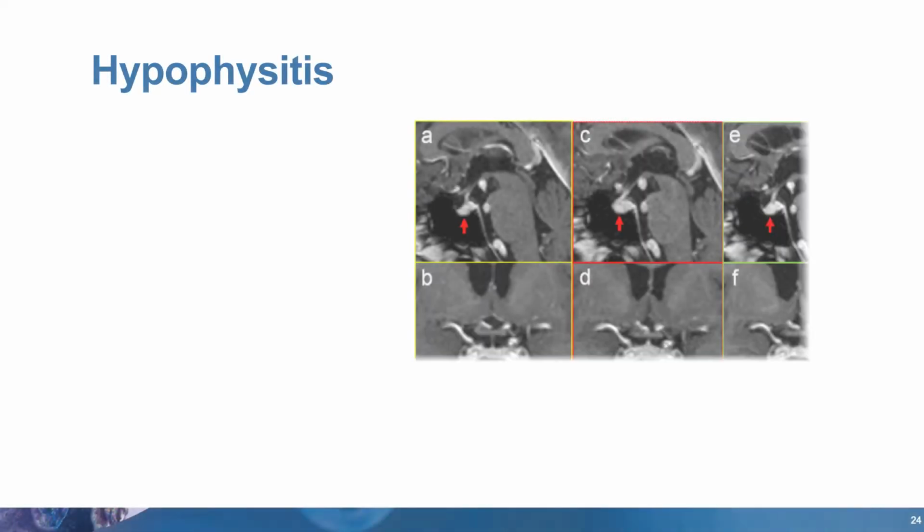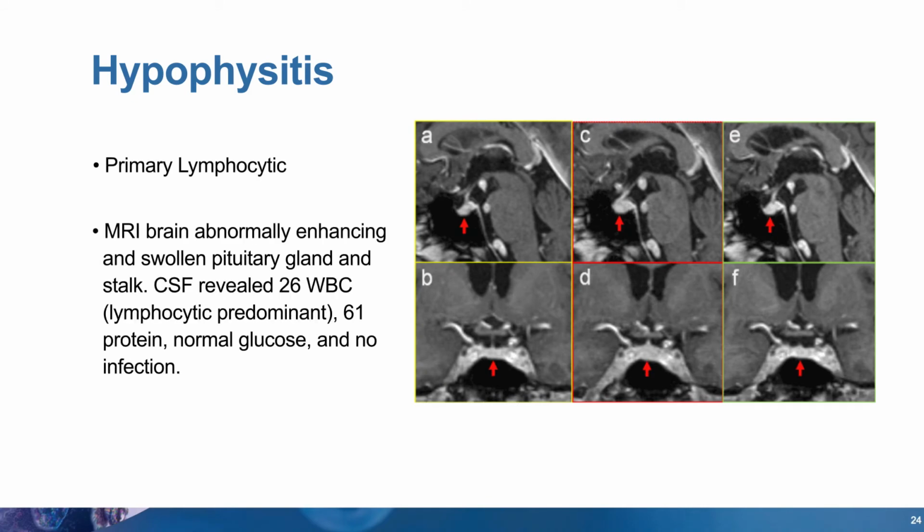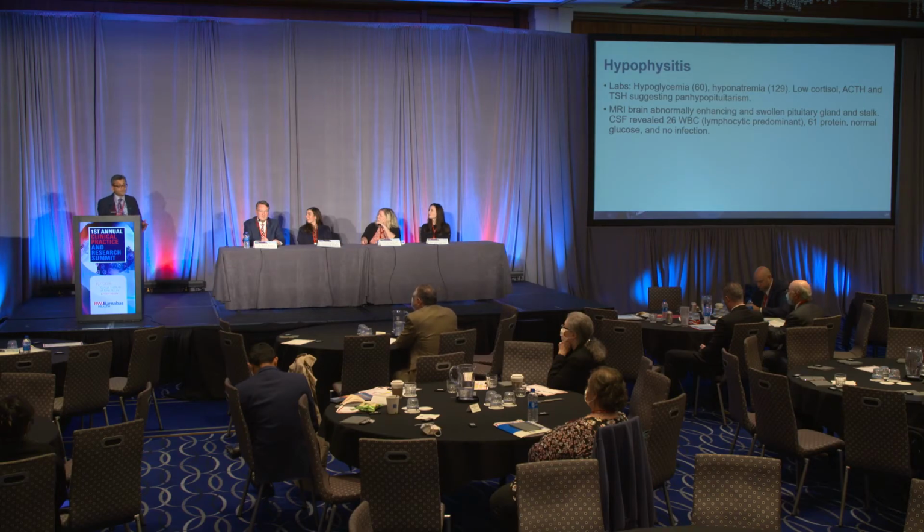What's the diagnosis, or what are we thinking of? Hypophysitis. Sorry, hypophysitis. So again, this is a central process, and here's an image of the pituitary stalk and the swelling there. What we see here is hypoglycemia, hyponatremia, but also a low cortisol level, and low TSH and ACTH.